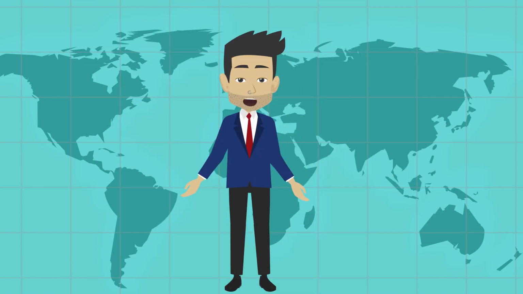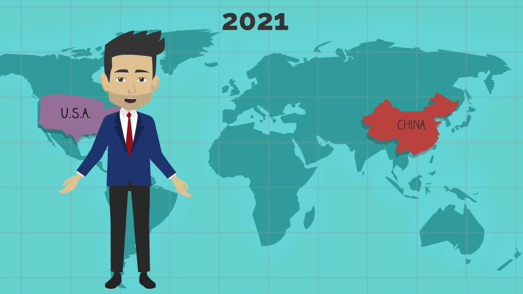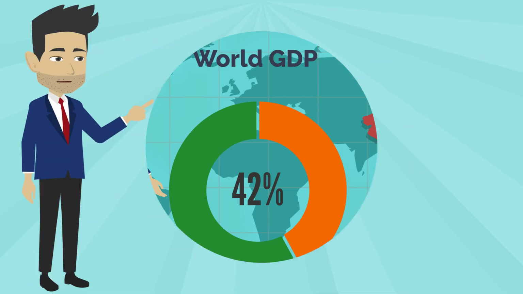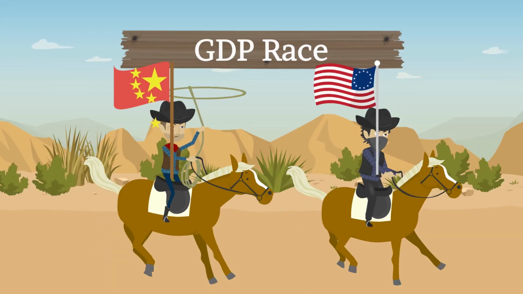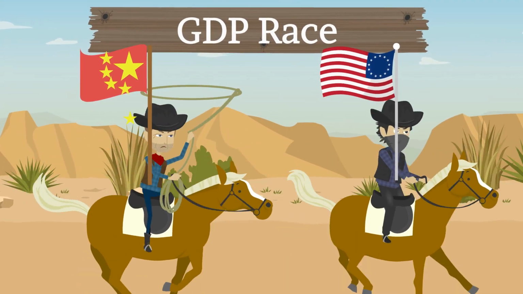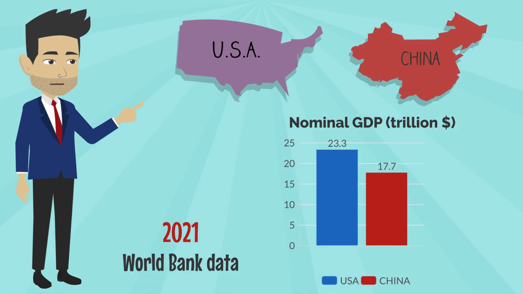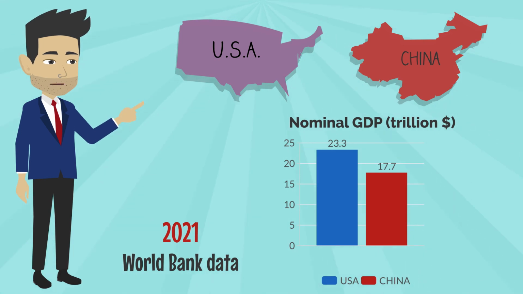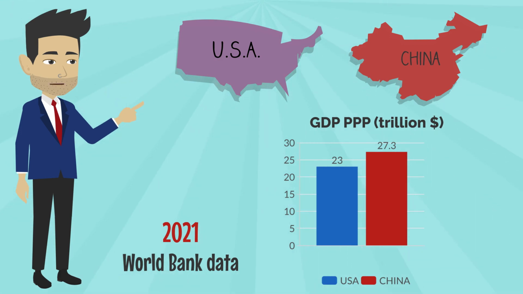The United States and China are the two largest economies of the world. As of 2021, both countries together shared 42% of the entire world's nominal GDP. The United States has historically had a larger GDP than China, although China has been rapidly closing the gap. According to the latest data available from the World Bank, in 2021, the United States had a nominal GDP of approximately $23.3 trillion, while China's nominal GDP was around $17.7 trillion. However, when measured by purchasing power parity, China has a higher GDP.